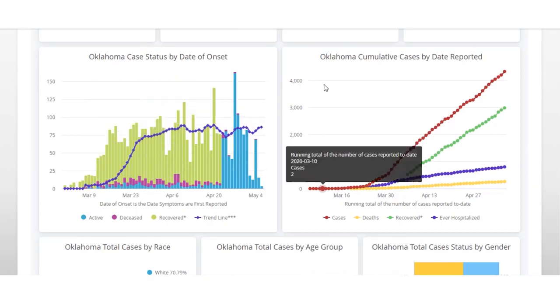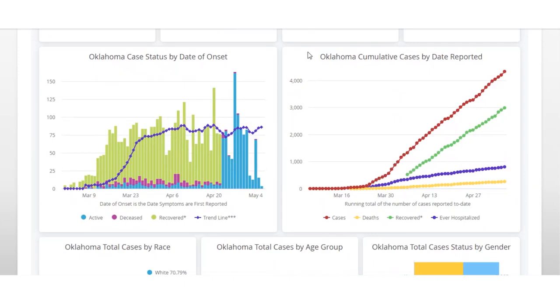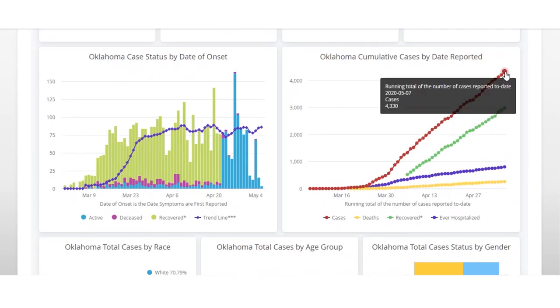The figure on the right is entitled Oklahoma Cumulative Cases by Date Reported. This is the running total of the number of cases reported to date. The red line, you will note, is the number of cases, which for today, as of May 7th, there are 4,330 cases that have been identified in Oklahoma.